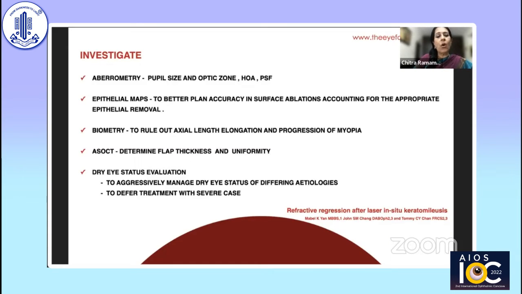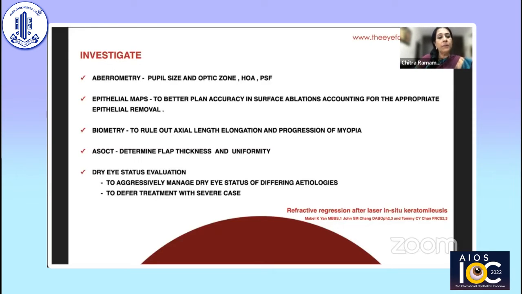Epithelial maps give us a lot of information, and you can actually accurately plan what is the amount of epithelium which you're going to remove when you're doing these surface ablations. In fact, if the hyperplasia is more, it even makes sense that you do a PTK alone and look at how the residual refractive error is. Would that itself suffice? It makes great sense to do a biometry in all these eyes with regression to rule out an axial length elongation or a progression of myopia.